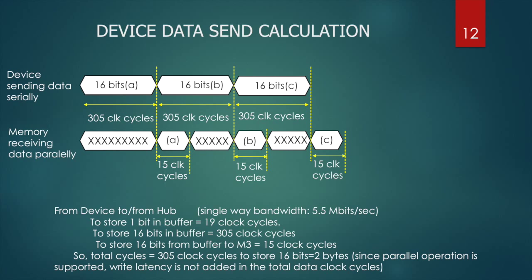From device to hub, single way bandwidth is 5.5 megabits per second. To store 1 bit in buffer, it takes 19 clock cycles. To store 16 bits in buffer, it takes 305 clock cycles. To store 16 bits from buffer to M3, it takes 15 clock cycles as shown in the timing diagram above. So total clock cycles is equal to 305 clock cycles to store 16 bits, that is 2 bytes. Since a parallel operation is supported, write latency is not added in the total data clock cycles.